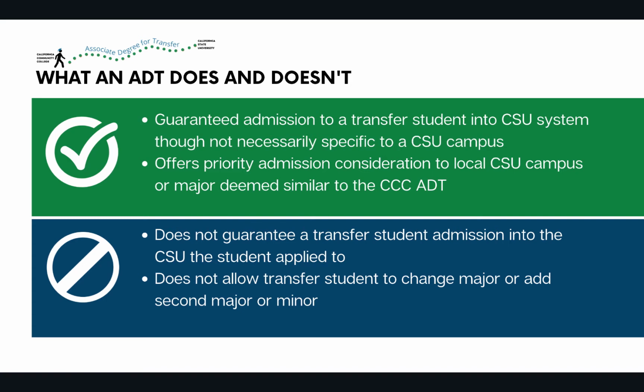The other thing is that once you apply to an ADT, students will not have the opportunity to change the major if they are planning to stay on that path. So you cannot change a major or declare a minor or a second major as well. Again, this is a pathway to start from the community college and finish your first years, get your degree there, transition over to your CSU campus, and then finalize your last 2 years to get your bachelor's degree.